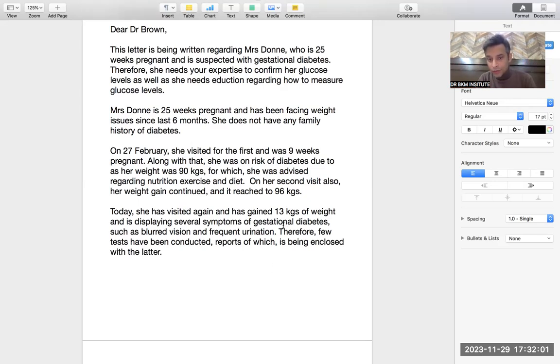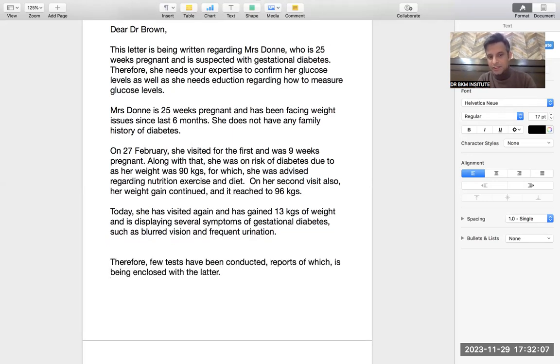If you don't want to write this line here, you can take it from here and put it in the last. Please note, few tests have been conducted and the reports are being enclosed. Otherwise, you can write it anywhere. You just have to make a good letter. Few tests have been conducted, reports of which are being enclosed with the letter.